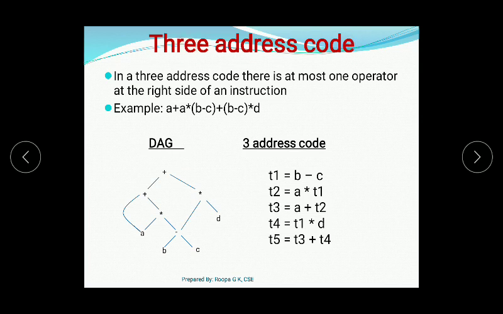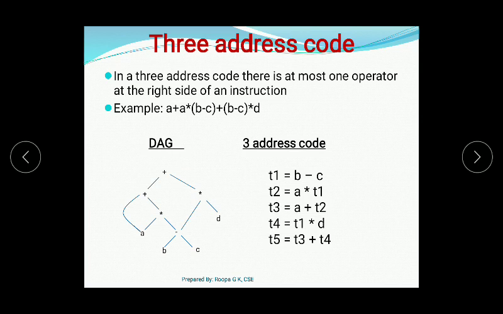Now, 3-address code. As the name indicates, 3 means there are 3 operands, like this. Observe here, T1, B and C. 3 operands and at most one operator at the right hand side of the instruction. So at most one operator on the RHS and there are 3 address values or 3 operands. That is called 3-address code.